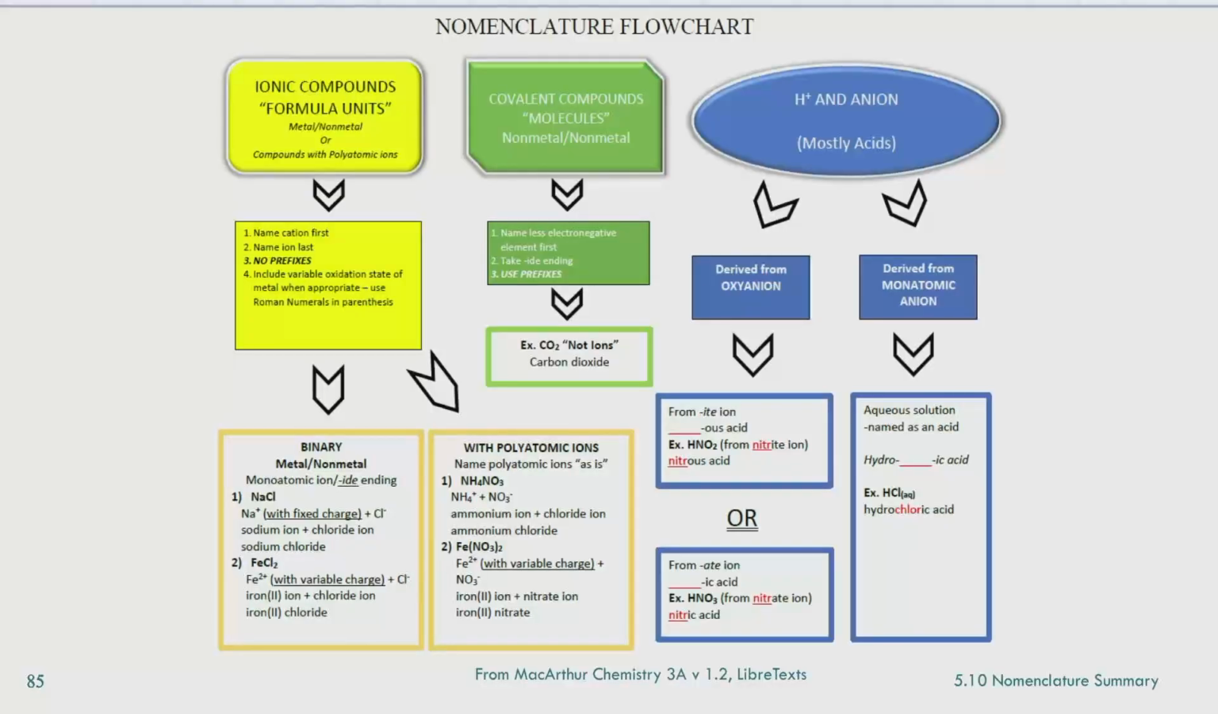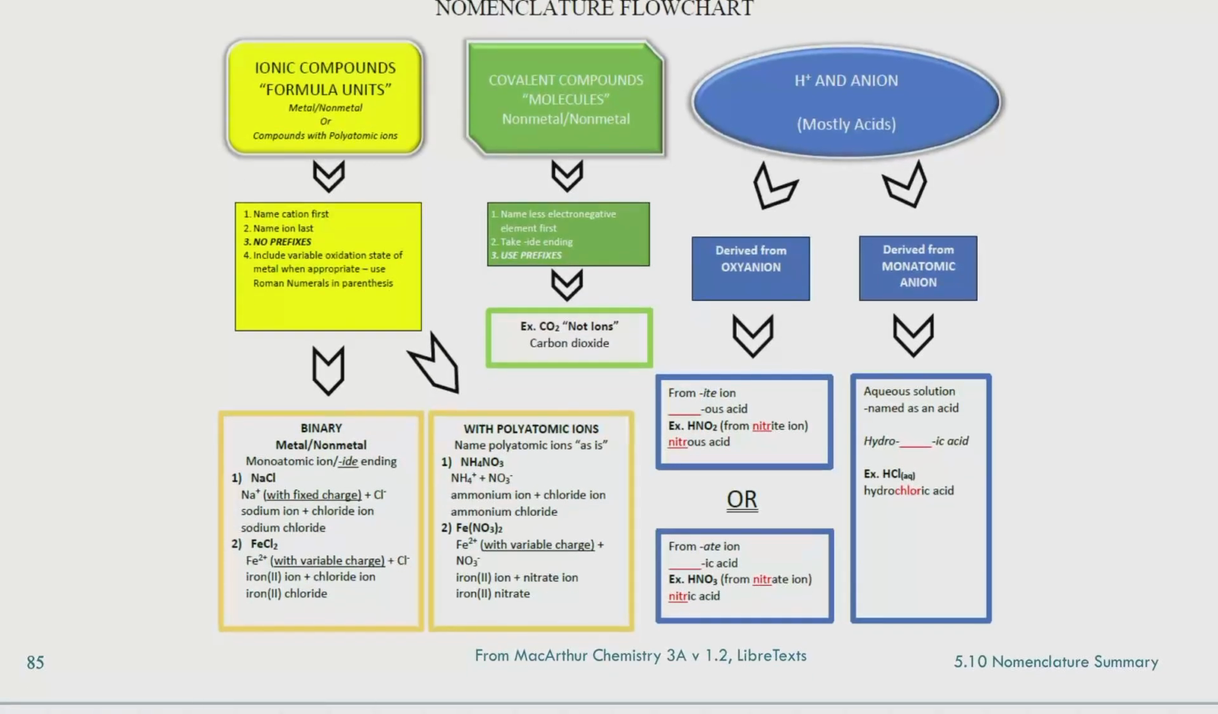So we're going to do a similar thing. This is the flow chart from our book, MacArthur Chemistry 3A version 1.2 on Libre Texts. It's free. You can look at it on the internet. So we've got ionic compounds. The smallest unit is formula units. Our clue for these: you've got a metal and a non-metal, or you've got something with polyatomic ions.